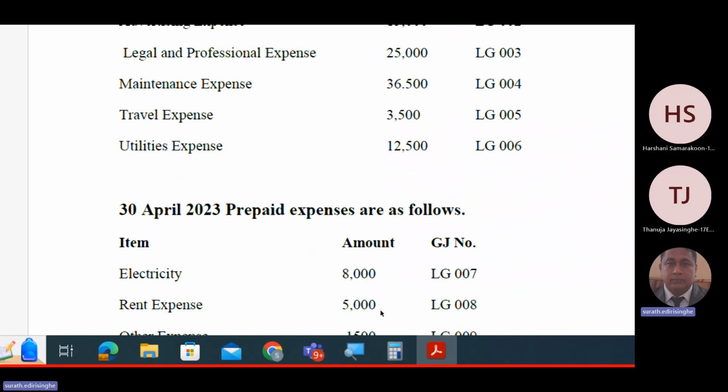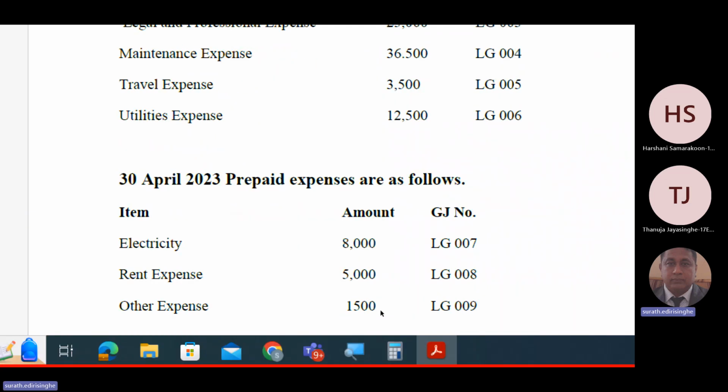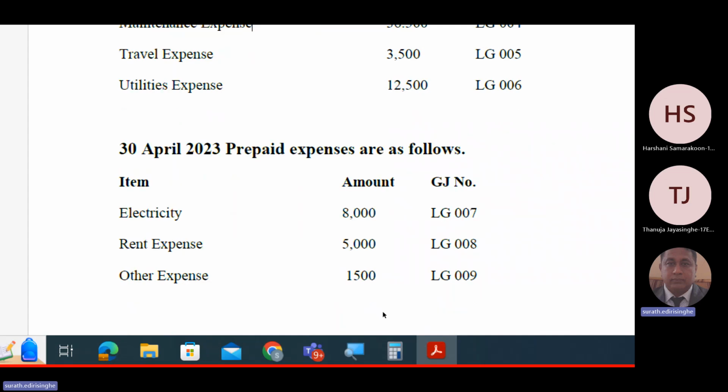We will turn to the next section, recording on prepaid expenses.